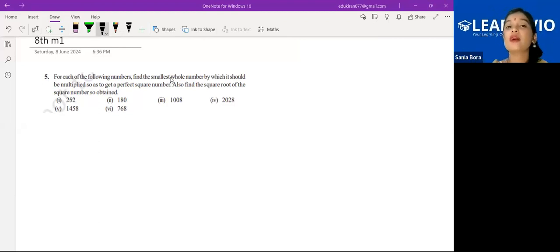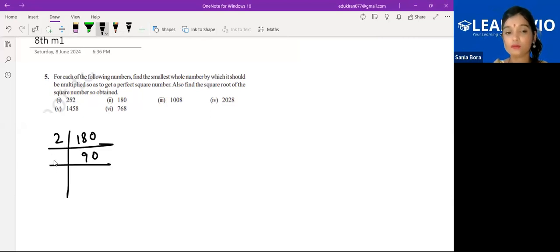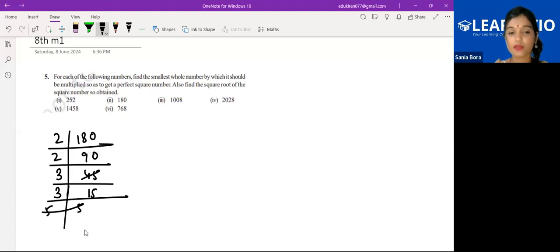So first of all, whenever a question comes to you, like find the smallest whole number by which it should be multiplied so that you get a perfect square, first of all, you will do the prime factorization of 180. So 2, 90, 2, 45, 3, 15, 3, 5, 5, 1. Yes, so you got 2 multiplied by 2, multiplied by 3, multiplied by 3, multiplied by 5.